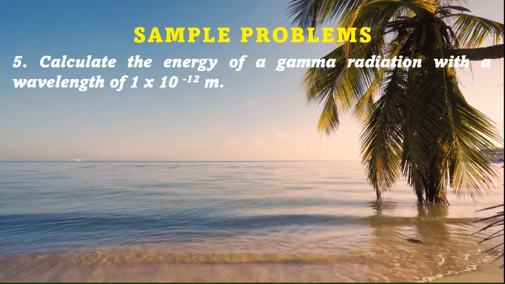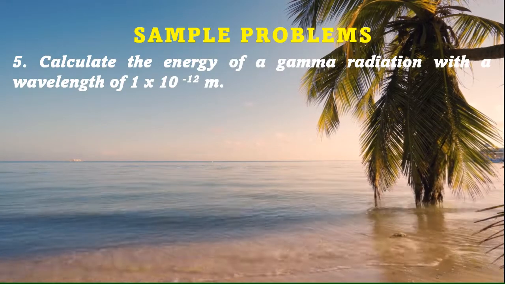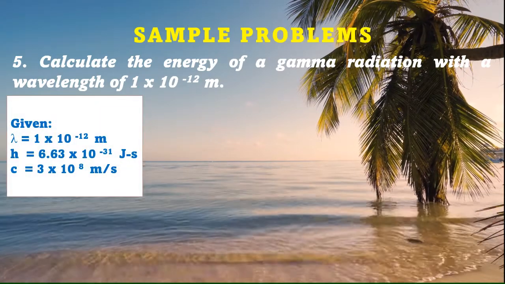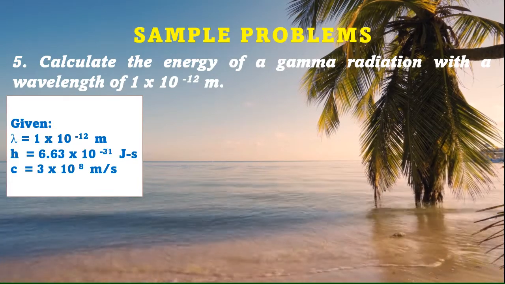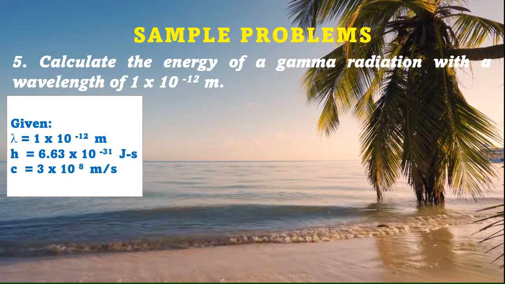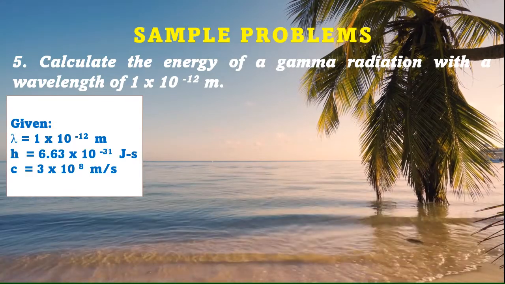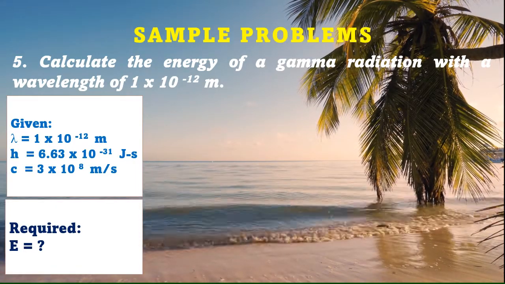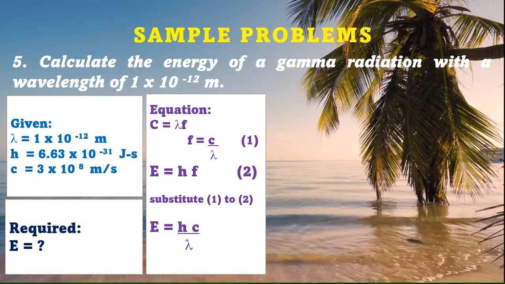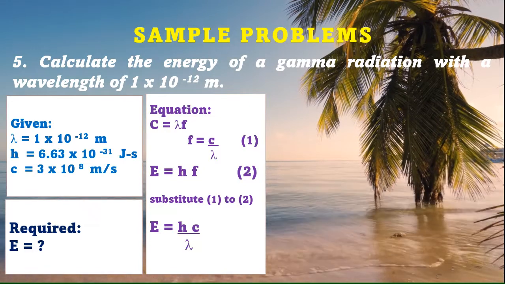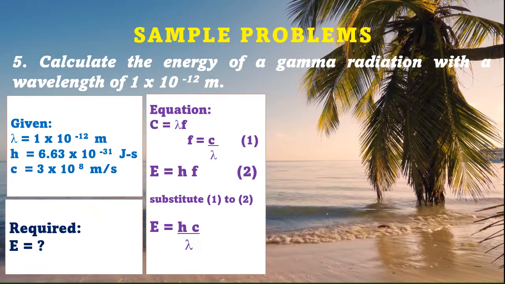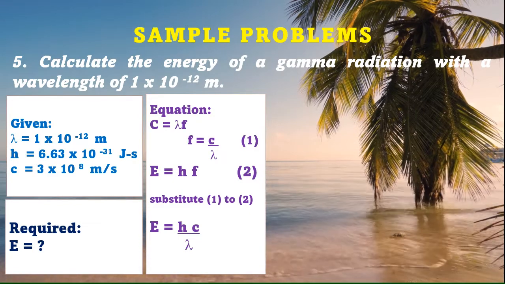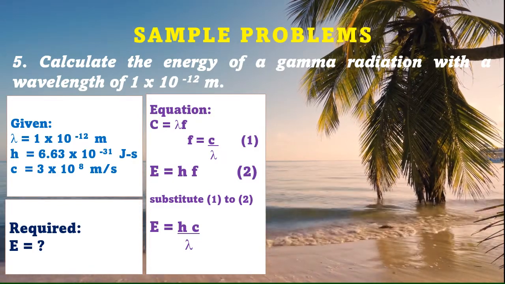Let us have problem number 5. Calculate the energy of a gamma radiation with a wavelength of 1 times 10 to the negative 12 meters. The given are wavelength 1 times 10 to the negative 12 meters, Planck's constant, and the speed of the wave. We are asked to solve for the energy. For this problem, we are going to use two equations. The first one is speed is equal to wavelength times the frequency, where we can solve for the frequency, which is equal to the speed divided by the wavelength.